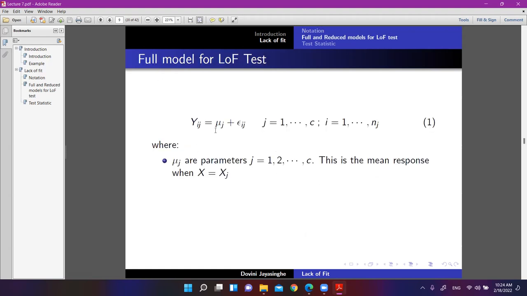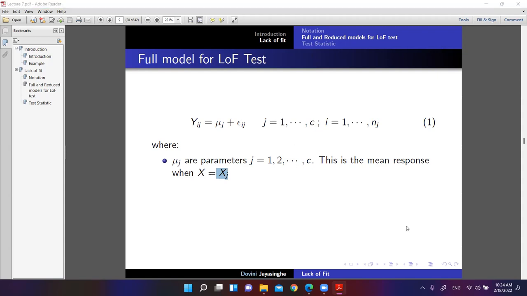So this is the full model, y_ij is equal to mu_j plus error. Basically, mu_j is the true mean of that level, right? This is the full model of this test. The mu_j's are parameters, the true means, j goes from 1 to c. This is the mean response when x is equal to x_j at the considered x level. y bar j was the sample mean. Mu_j was the population mean. We don't know that. It is a population parameter that is unknown.